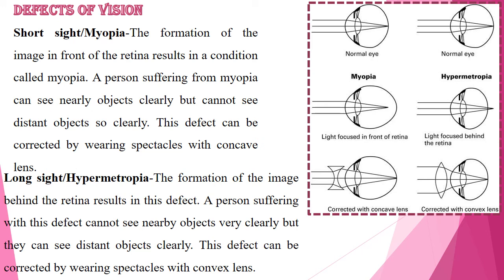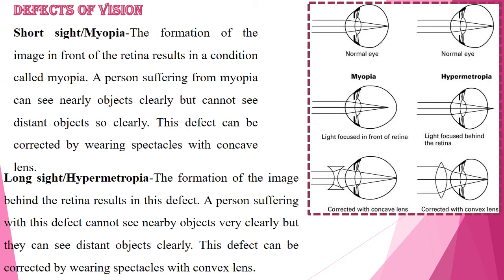So let us first discuss short sight or myopia. The formation of the image in front of the retina results in a defect or a condition called myopia. Here the person suffering from myopia can see the nearby objects clearly but cannot see the distant objects so clearly. This defect can be rectified by wearing spectacles with concave lens.